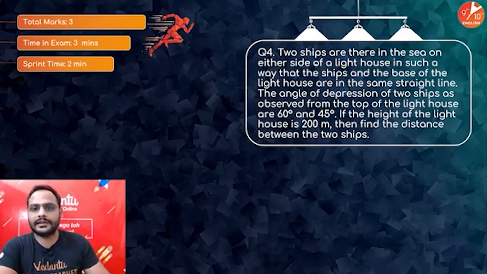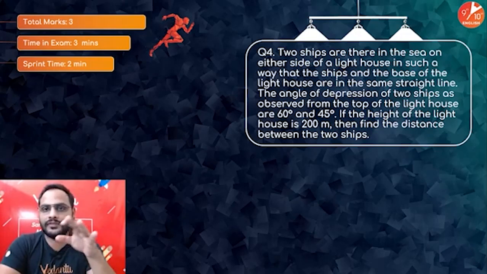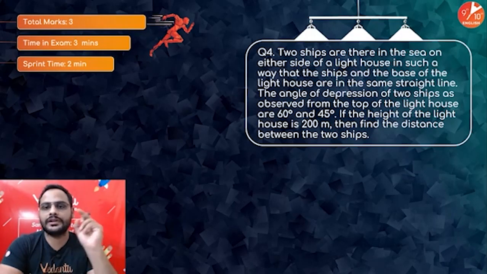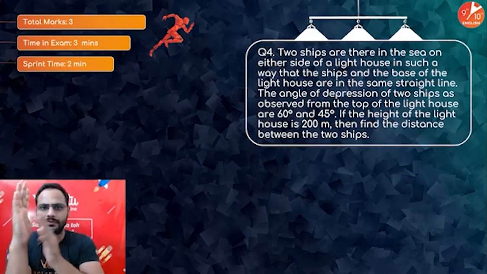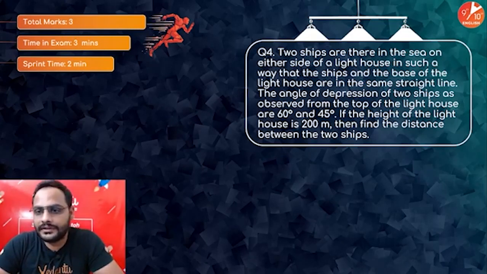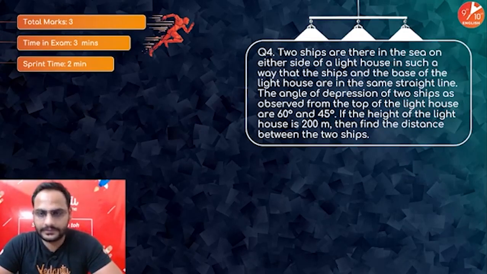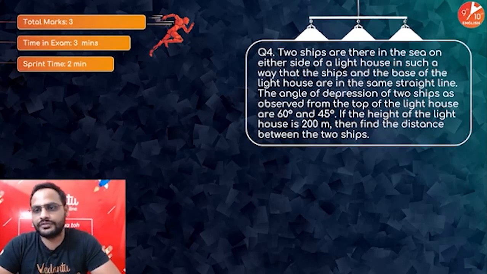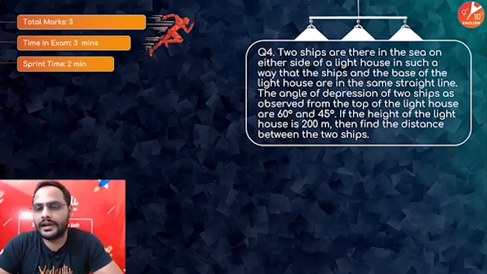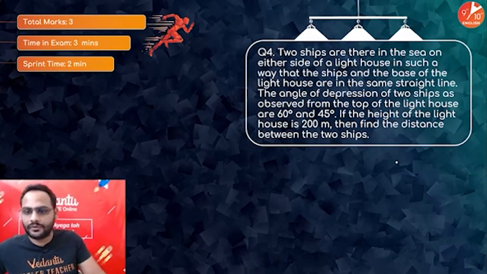So this question is saying that two ships are there in the sea on either side of a lighthouse in such a way. So either side of lighthouse means what? Lighthouse is in the middle. One is on the left side, one is on the right side. Okay. In such a way that the ship and the base of the lighthouse are in the same straight line. Okay. Angle of depression of two ships as observed from the top of the lighthouse are 60 degree and 45 degree. If the height of the lighthouse is 200 meter, find the distance between the two ships. So this is what the question will be like.